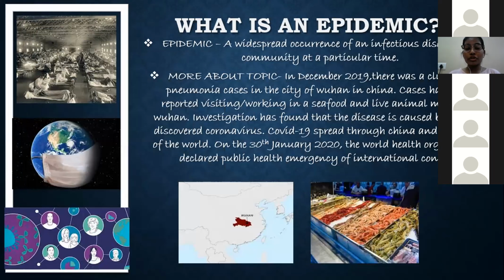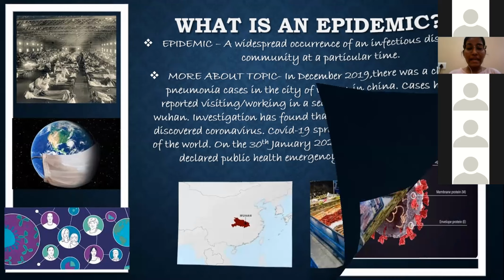Talking more about the topic, in December 2019, there was a cluster of pneumonia cases in the city of Wuhan in China. Cases have been reported visiting or working in a seafood and live animal market in Wuhan. Investigation has found that the disease is caused by the newly discovered coronavirus. COVID-19 spread through China and to the rest of the world. On 30 January 2020, the World Health Organization declared a public health emergency of international concern.